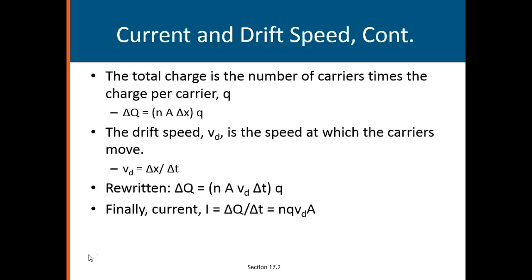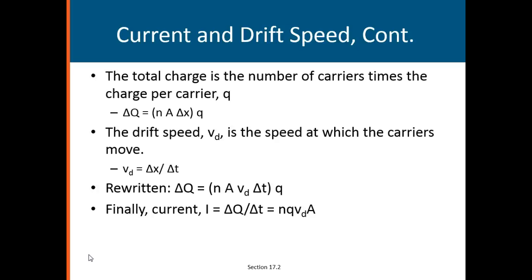The drift speed, V sub D, is the speed at which the carriers move. The drift velocity is delta X over delta T, which is usually our average speed, right? If you divide by delta T, you get a V sub D in there, and that would be charge per time, which is a current.